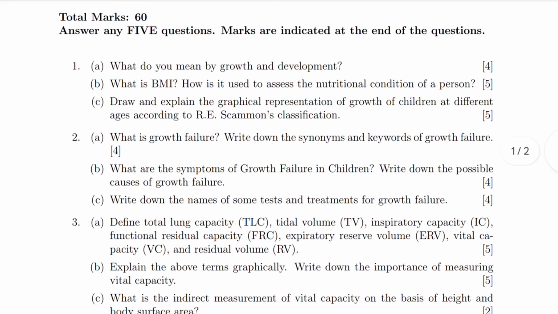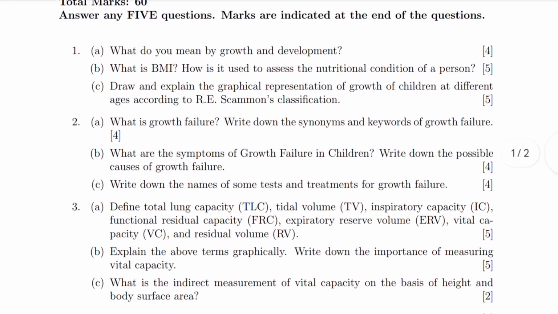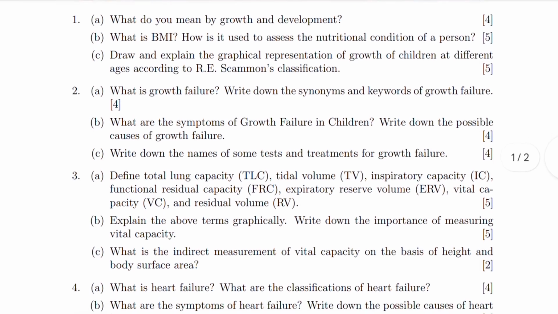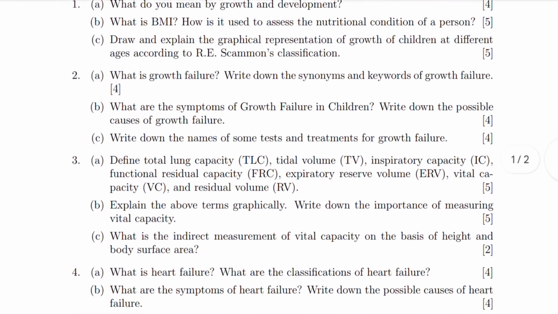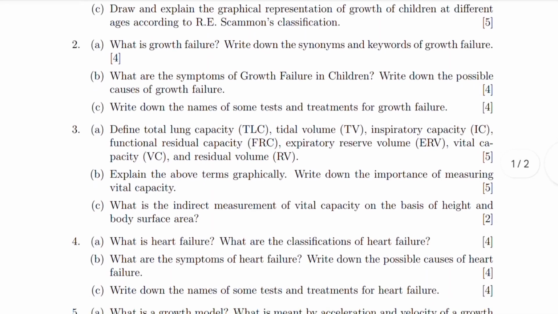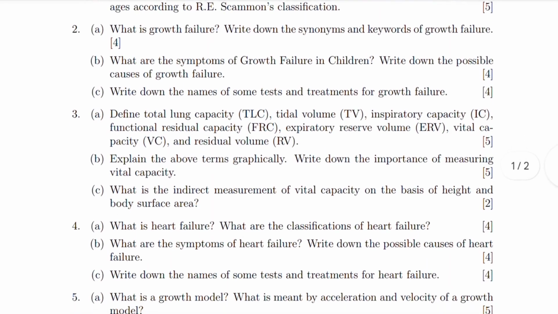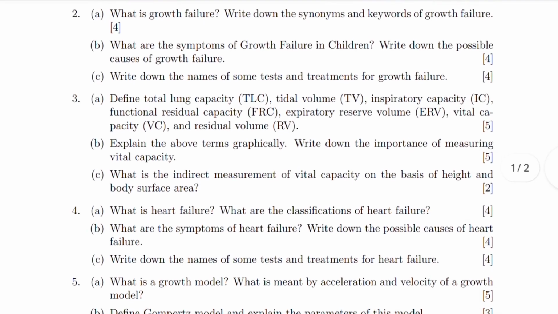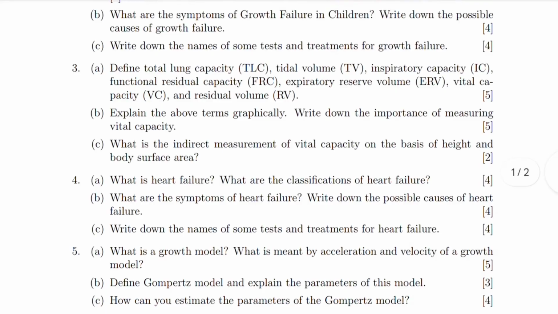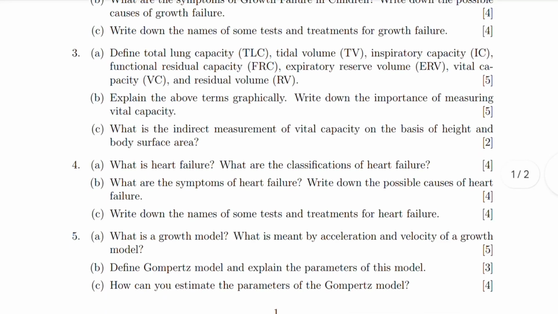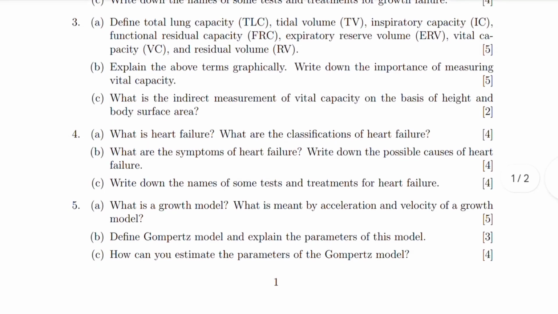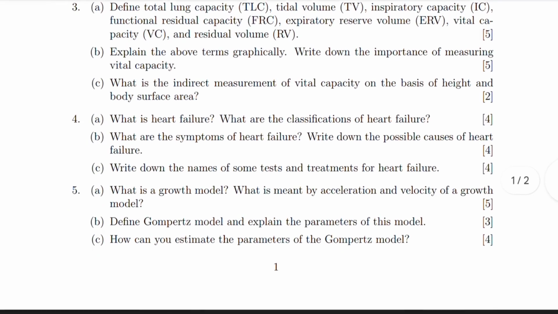3. A. Define total lung capacity (TLC), tidal volume (TV), inspiratory capacity (IC), functional residual capacity (FRC), expiratory reserve volume (ERV), vital capacity (VC), and residual volume (RV). B. Explain the above terms graphically. Write down the importance of measuring vital capacity. C. What is the indirect measurement of vital capacity on the basis of height and body surface area?